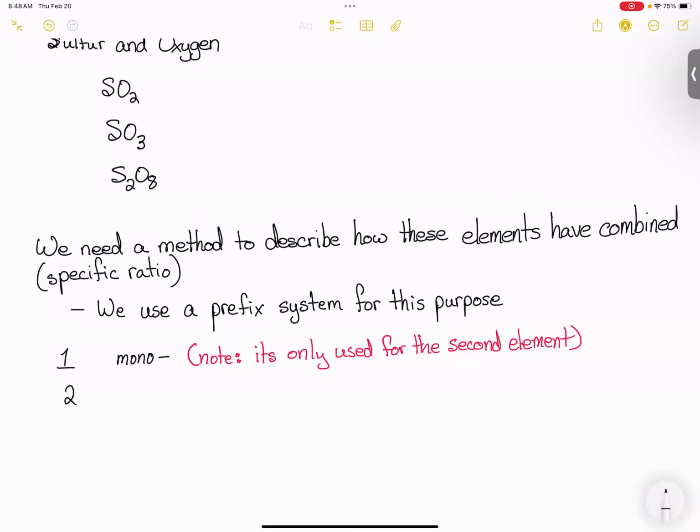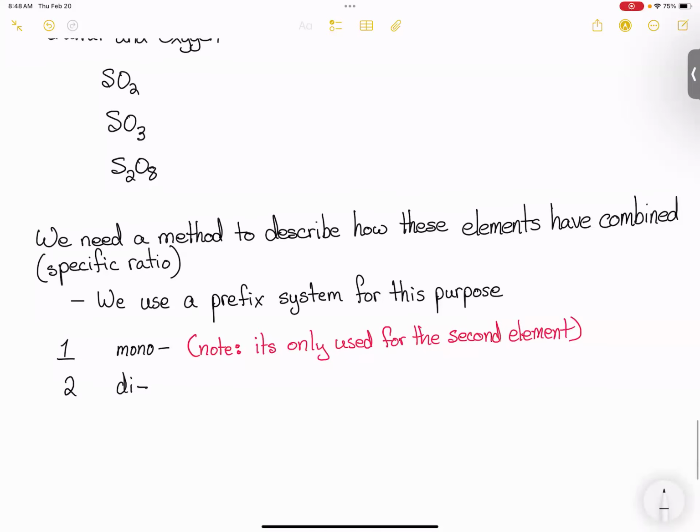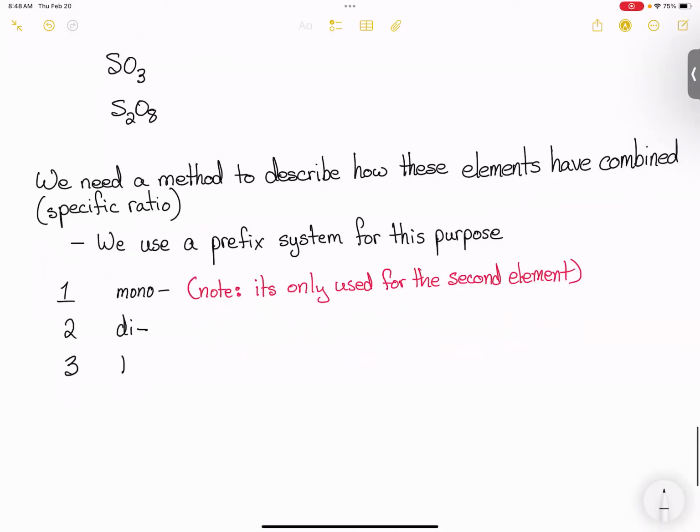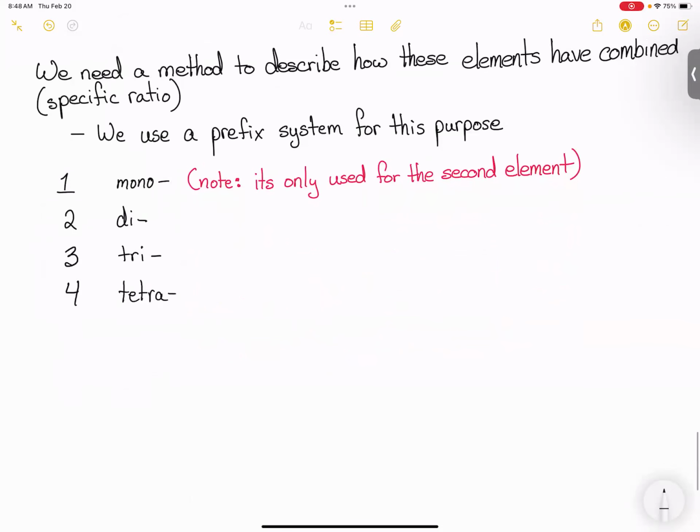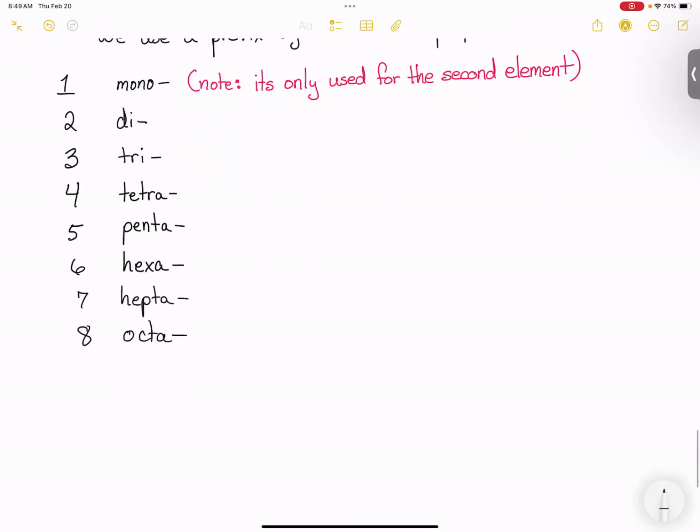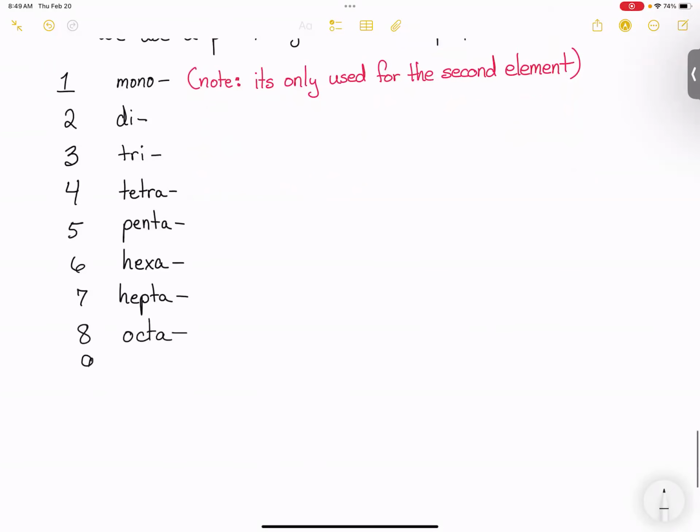For two, we use the prefix di. For three, it's tri. For four, it is tetra. And then we use the same prefixes we used for our alkanes. 5 is penta. 6, hexa. 7 is hepta. 8 is octa. 9 is nona. And 10 is deca.